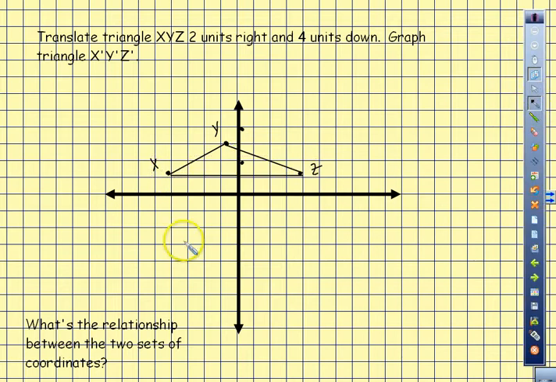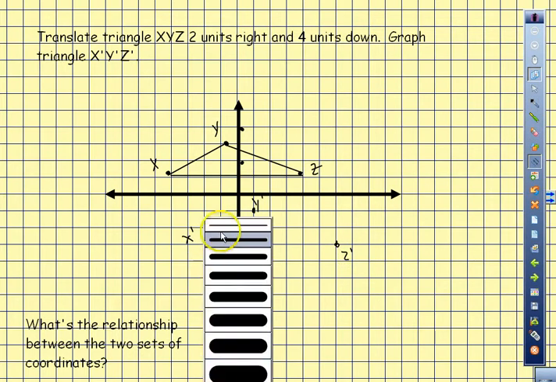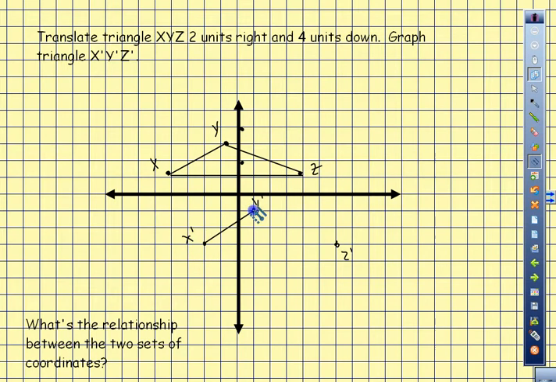Let me hit pause. Alright, so we have to move each one 2 units right, so there's 1, 2, and then 4 down. 1, 2, 3, 4. So there's our Y prime. X is 1, 2, and then 1, 2, 3, 4 down. There's X prime. And then 1, 2, and then 1, 2, 3, 4 down. And that is Z prime. So then you simply, again, go back through and draw your straight lines to make that figure translate.